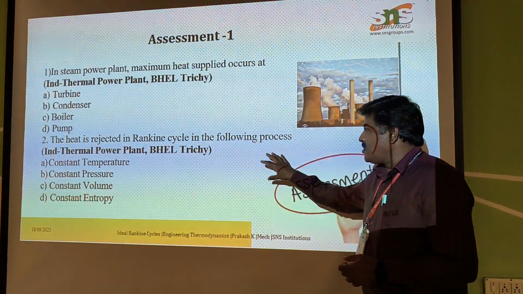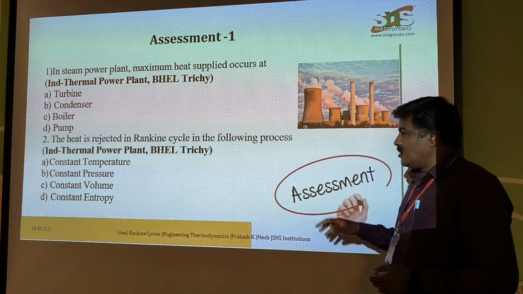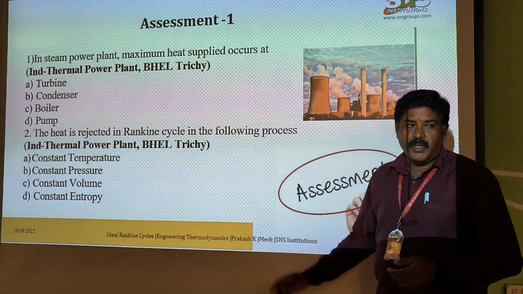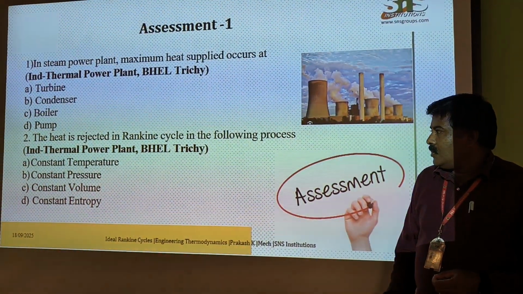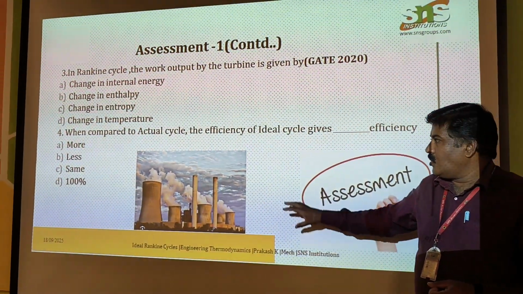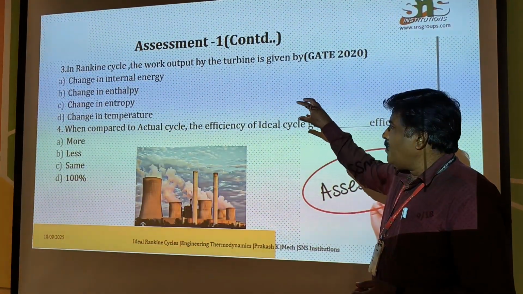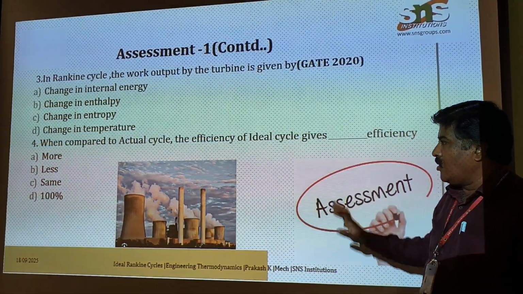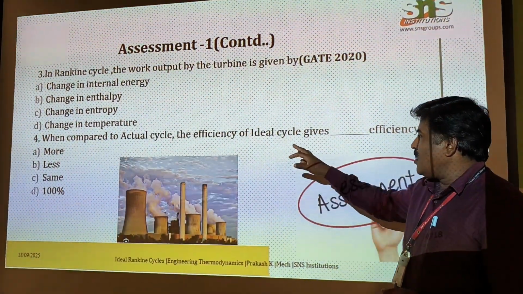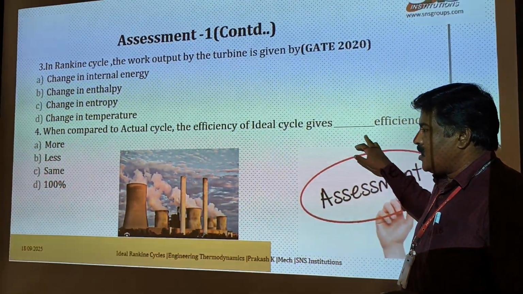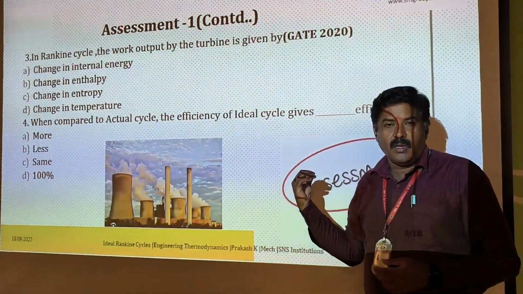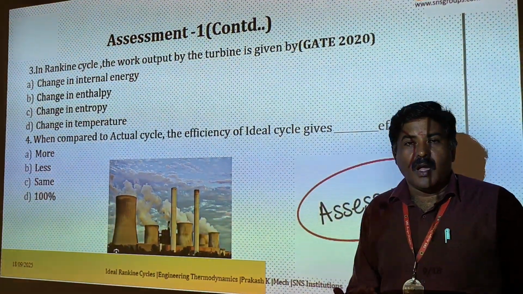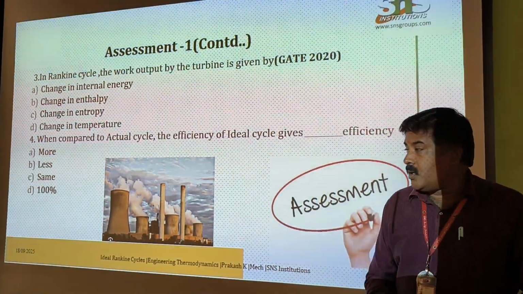Here the heat is rejected in the Rankine cycle in which of the following processes? This is also a question related to the thermal power plant at BHEL Trichy. Again there are some assessment questions, such as where the work output is given. This is based on GATE questions, where change in enthalpy is related to GATE, and when compared to the actual cycle, whether the efficiency of the ideal cycle is more or less. Let us have a discussion on the previous lectures, and you can give your answers in the comments when the video is posted.